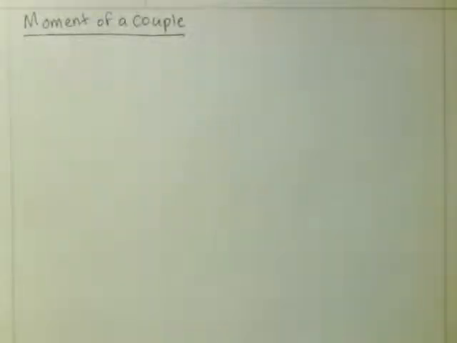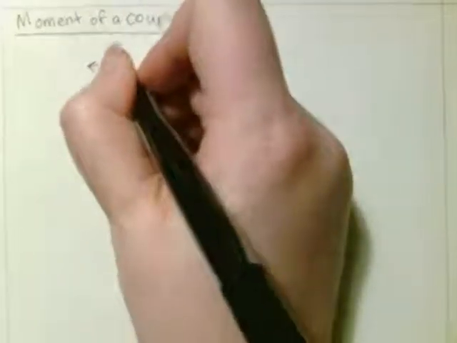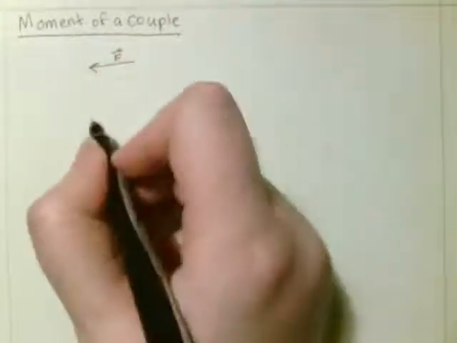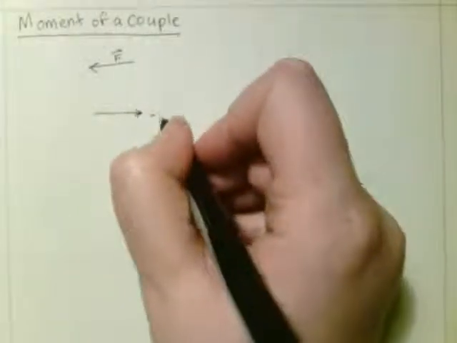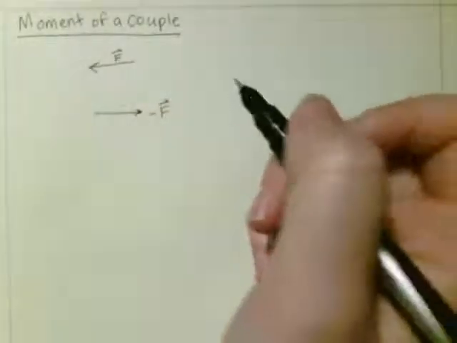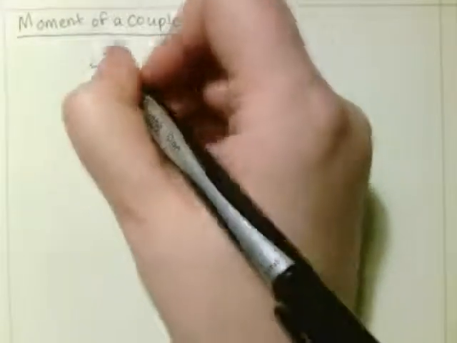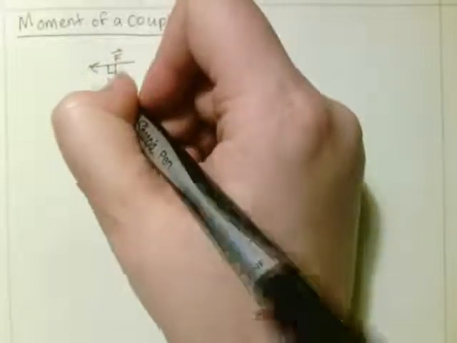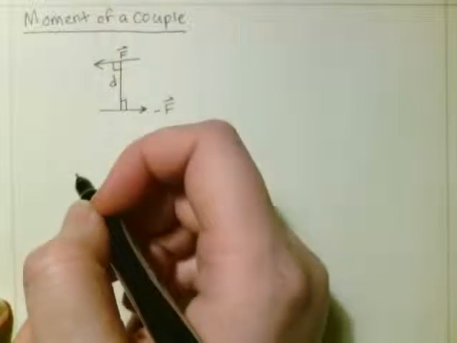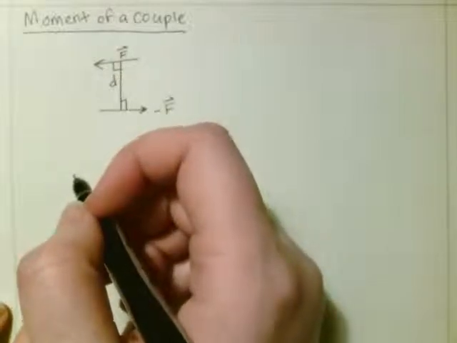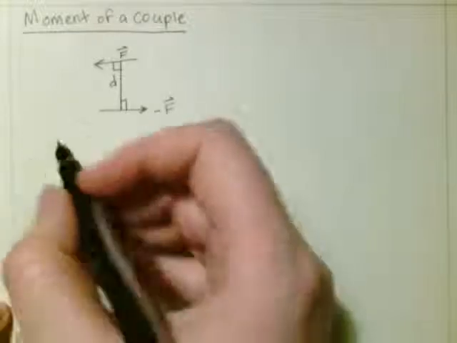Okay, so this is moment of a couple. If we have a force F, and that same force F but in the opposite direction, so that it's negative F, and the perpendicular distance between the two of them is D. Okay, so a couple is defined as two parallel forces that have the same magnitude but opposite directions and are separated by a perpendicular distance D.